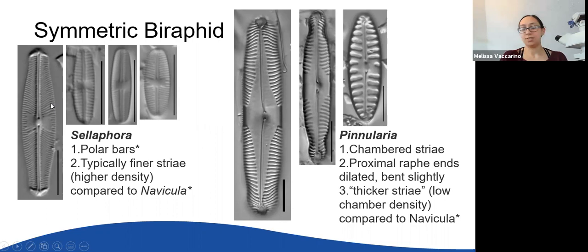On the other end, there's Pinnularia. They have chambered striae. So what you see here are individual chambers, and their striae are inside. And on these guys, the proximal raphe ends are bent slightly in the middle. And when you count these, you'll count the chambers. So compared to Navicula, not always, but often when I find them, you would expect a lower count of chambered striae in 10.